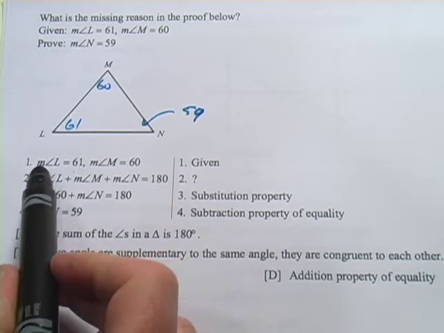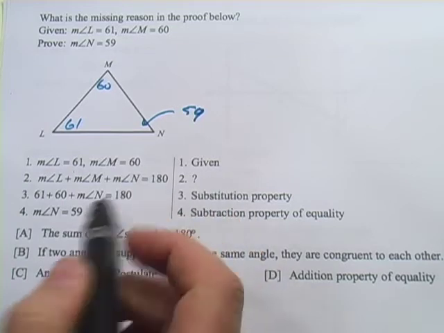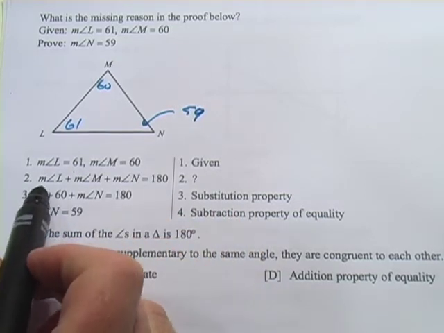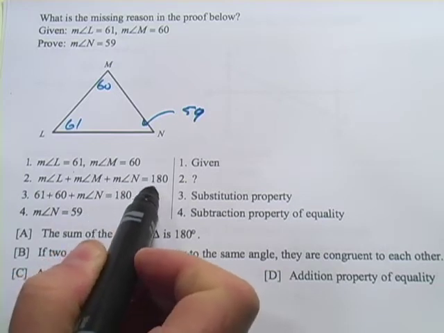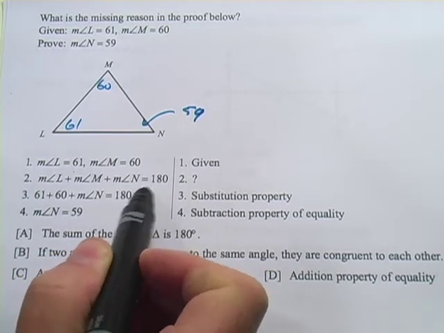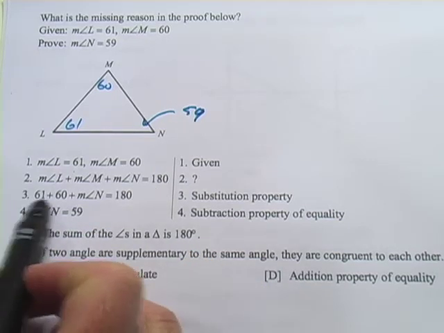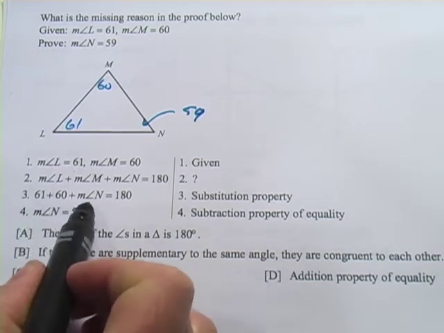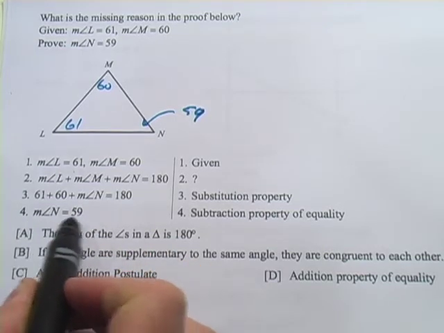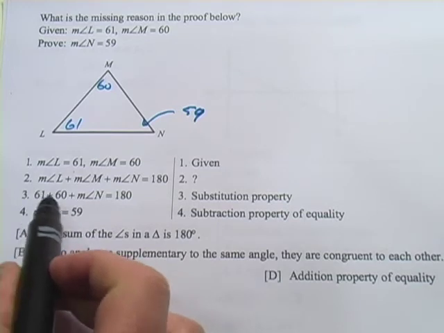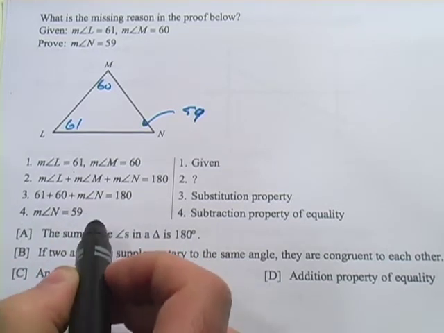In this case, given the measure of angle L equals 61, the measure of angle M equals 60, then, number 2, the measure of angle L plus the measure of angle M plus the measure of angle N equals 180. And that's just what we were saying: the measures of the angles of a triangle add up to 180. And then we just do the little math here. 61 plus 60 plus the measure of angle N equals 180. And therefore, the measure of angle N equals 59. You just subtract those two from 180, you get 59. So the reasoning seems straightforward here.